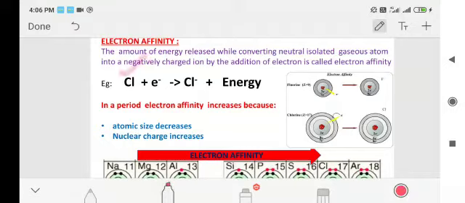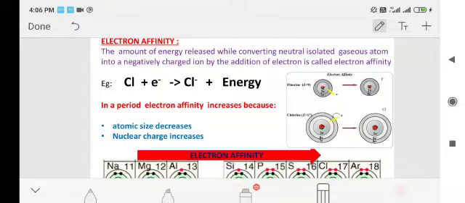Here it is chlorine. Chlorine is taking an electron. Plus means taking an electron, and after taking the electron, chlorine turns into Cl minus, a negatively charged ion, and energy is released. So the amount of energy released while converting an atom into a negatively charged ion by the addition of an electron is called the electron affinity. Now let us see across a period what is the trend of electron affinity.